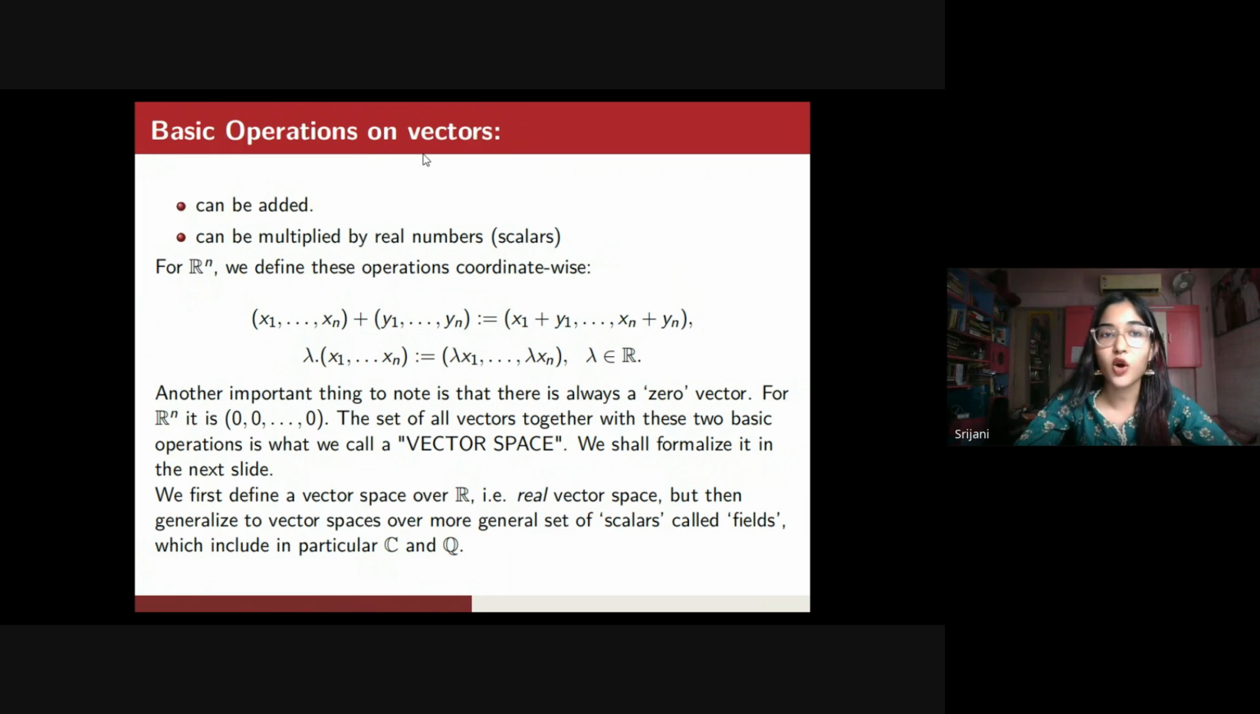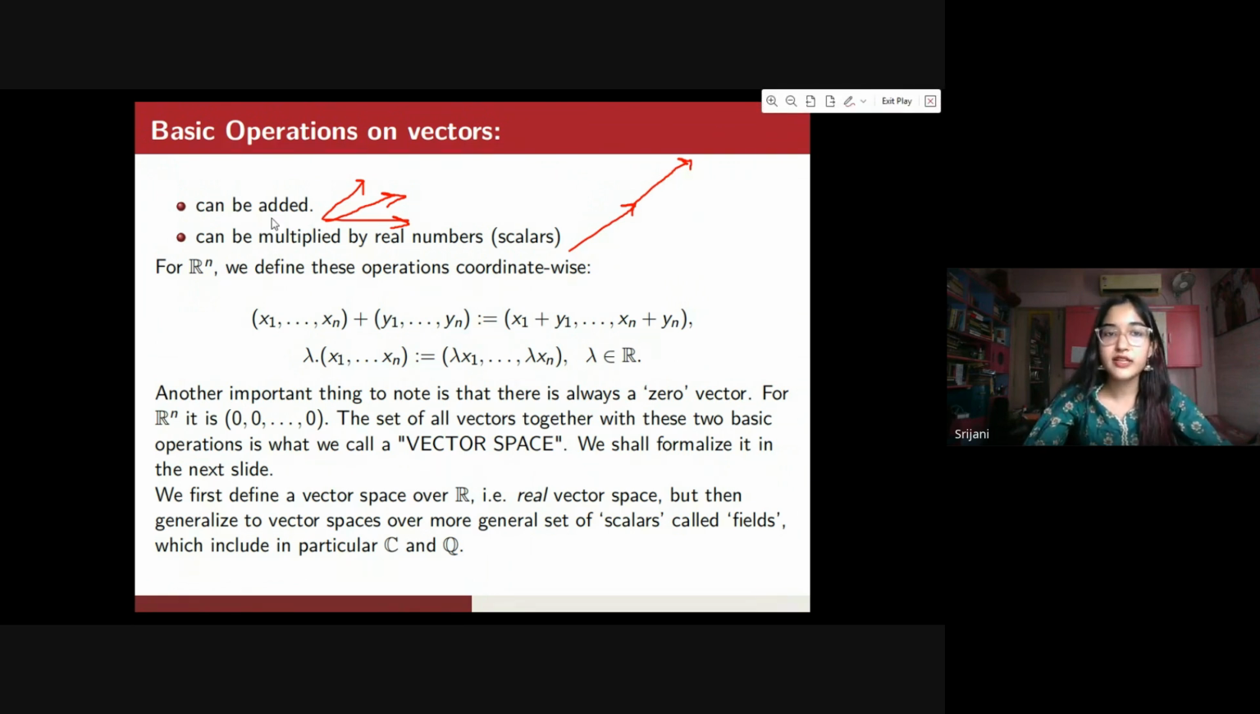Okay. Now, I will define vector space in the next slide. First, just recall the operations. These are the operations we can do. So we have seen in R2 and R3, we know the parallelogram law for addition. We can add two vectors. We can multiply it. Say we want to double it, then 2v will be just double. So these are the two operations.